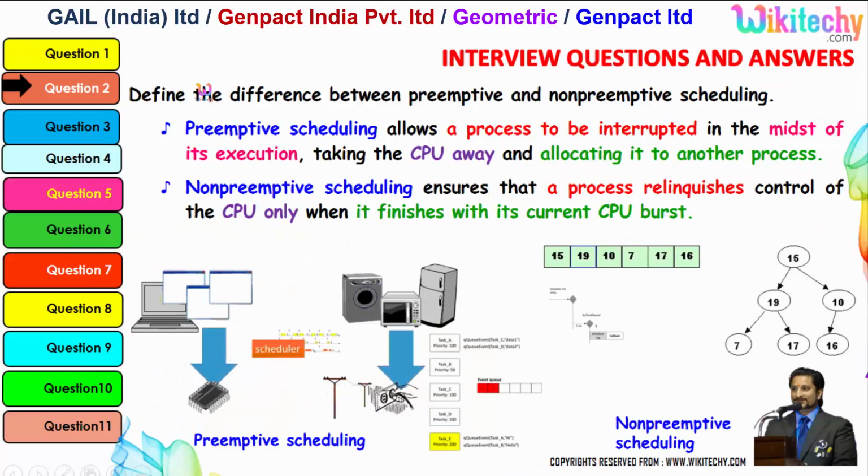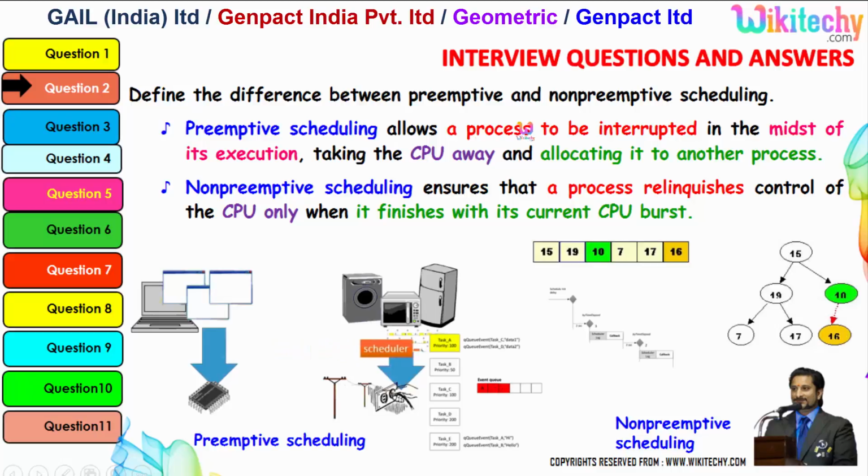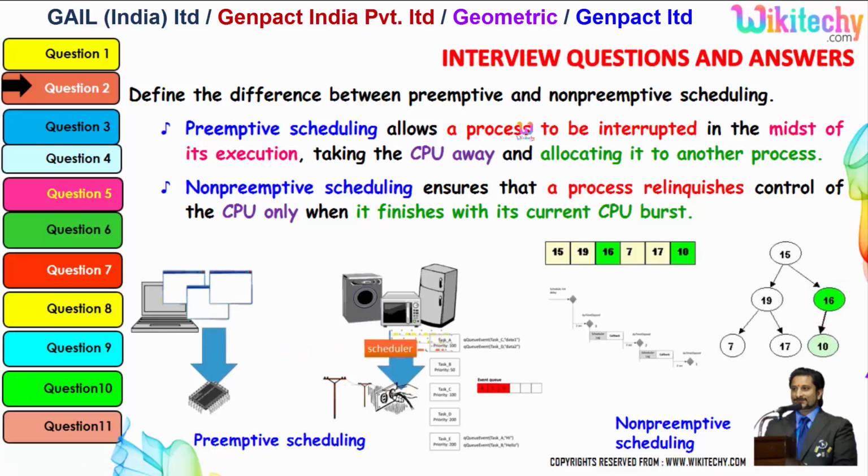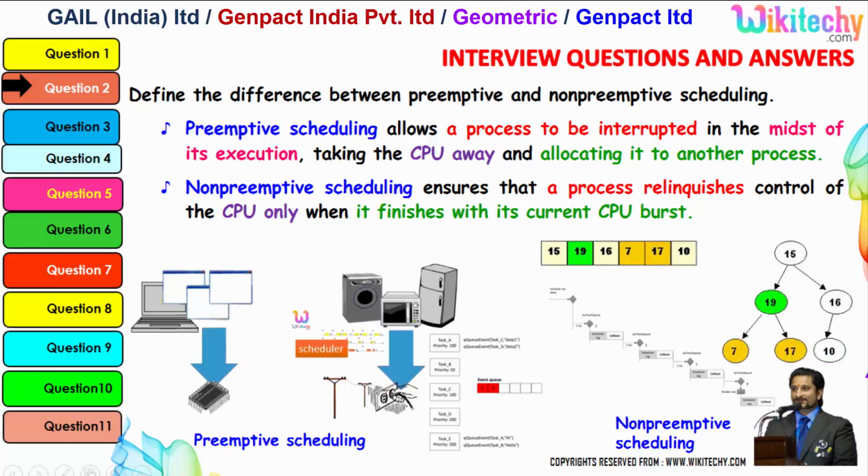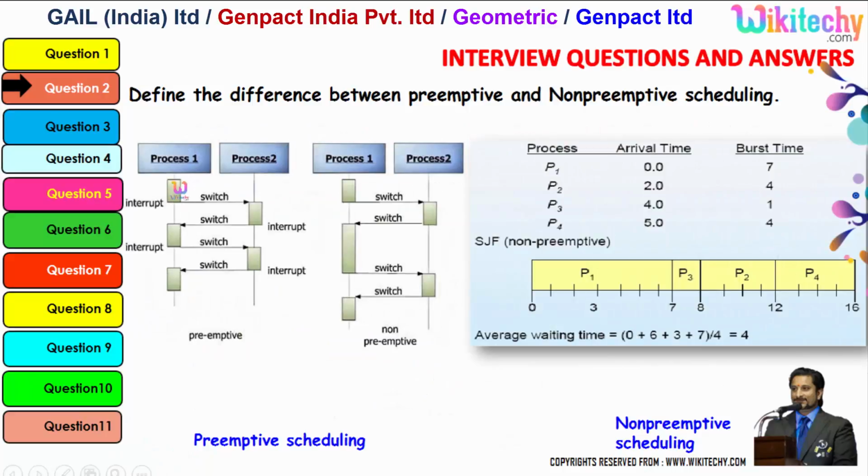Now let's talk about the differences between preemptive and non-preemptive scheduling. Preemptive scheduling is like this: I have my process 1 and process 2. Once process 1 is executing, if process 2 comes into the picture, automatically there is an interrupt, switching over to process 2 to execute for some time, then switching back to process 1, then back to process 2. This is called preemptive scheduling.